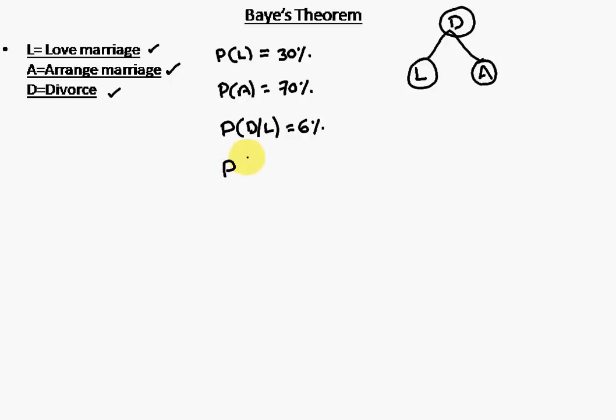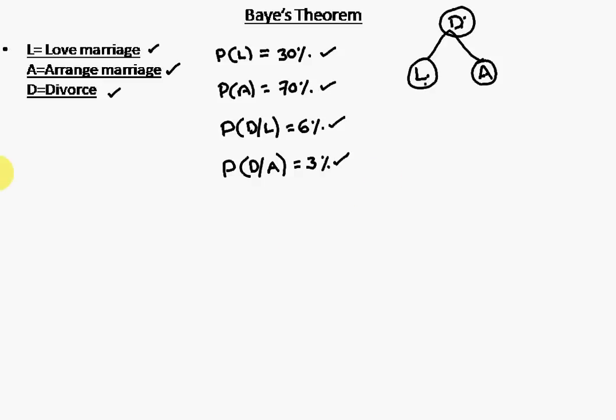Similarly, you come across the probability of D given A occurs. Let it be 3%. These four items of data he is going to provide in the problem: probability of the love marriages, probability of the arranged marriages, D given L occurs, and D given A occurs. So you follow the notation. These four types of data he is going to provide.